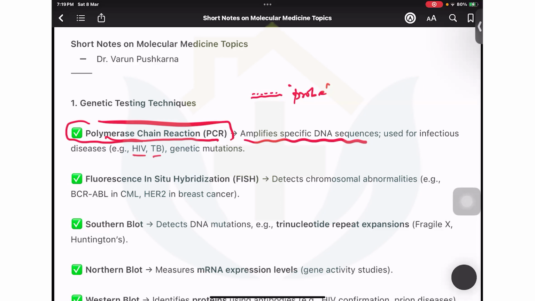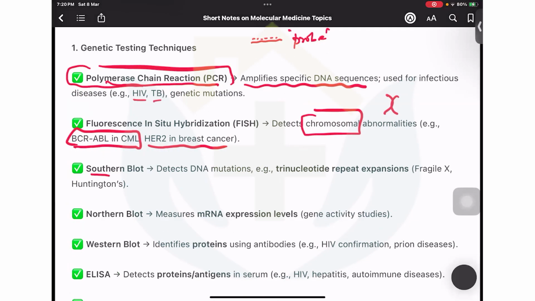Then comes the fluorescence in situ hybridization technique, which is called FISH. FISH detects chromosomal abnormalities, meaning big chromosomal changes. For example, the BCR-ABL translocation in chronic myeloid leukemia, and the presence of the HER2 gene in breast cancer. This was FISH. Then comes Southern blot.